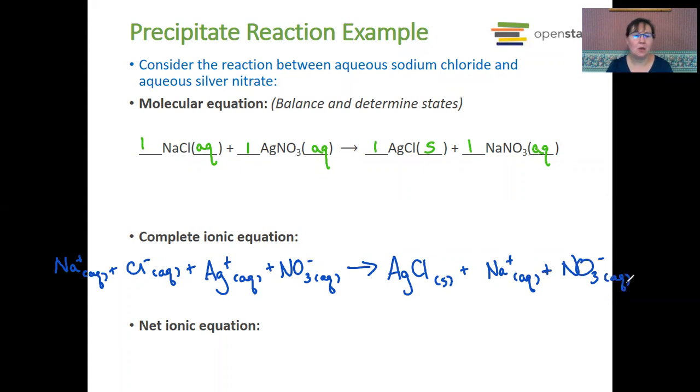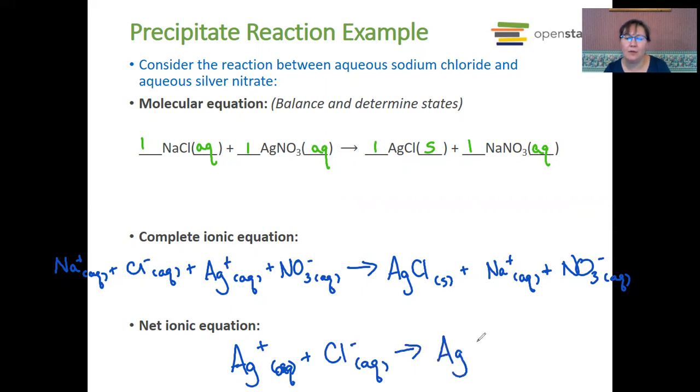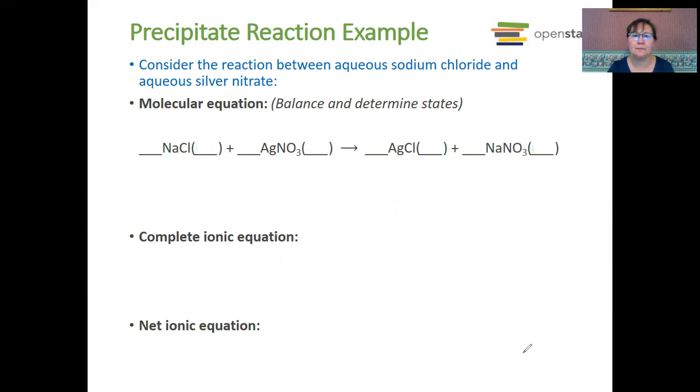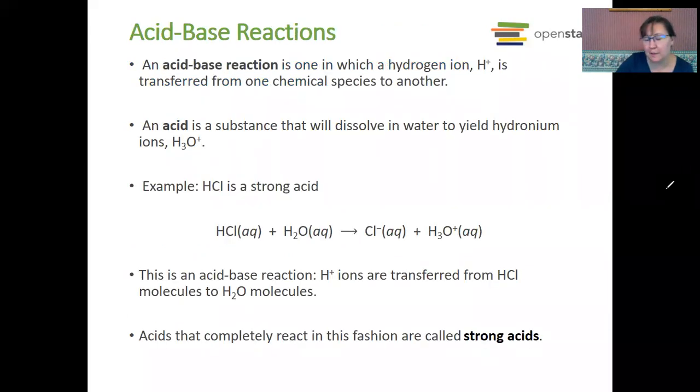Okay, and then my net ionic equation only looks at the part of the solution that is reacting, and that would be my silver ions, that should be aqueous, plus my chloride ions, also aqueous at this point. When they come into contact, they form my silver chloride as a solid. Okay, so those are precipitation reactions.